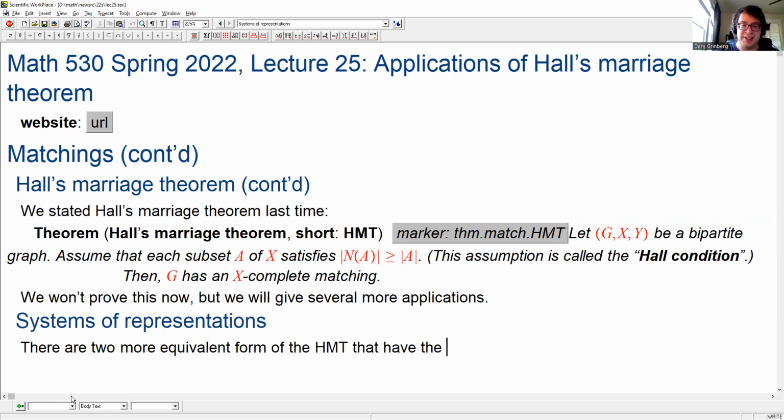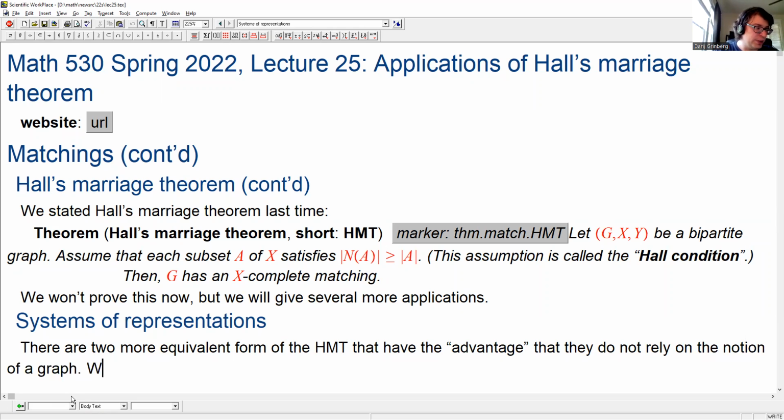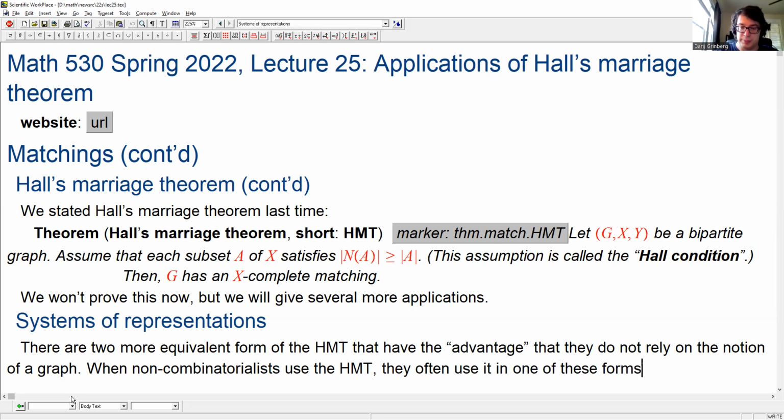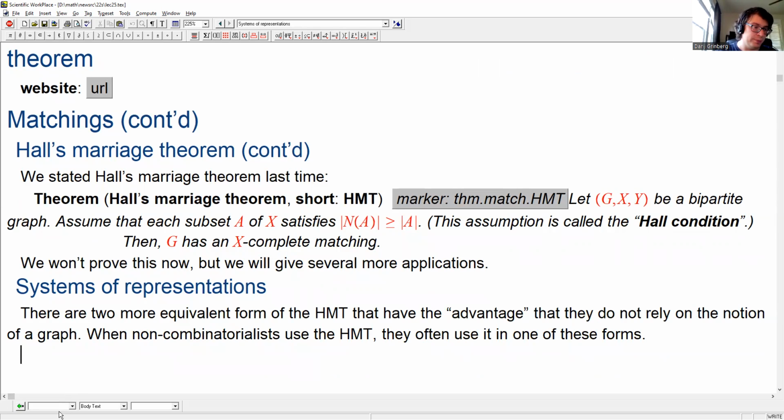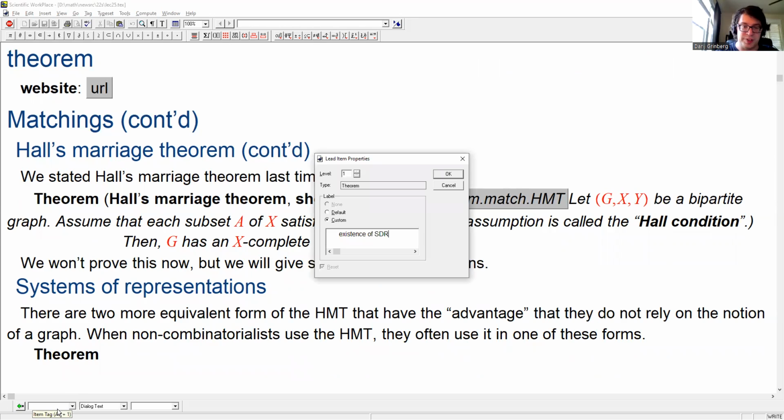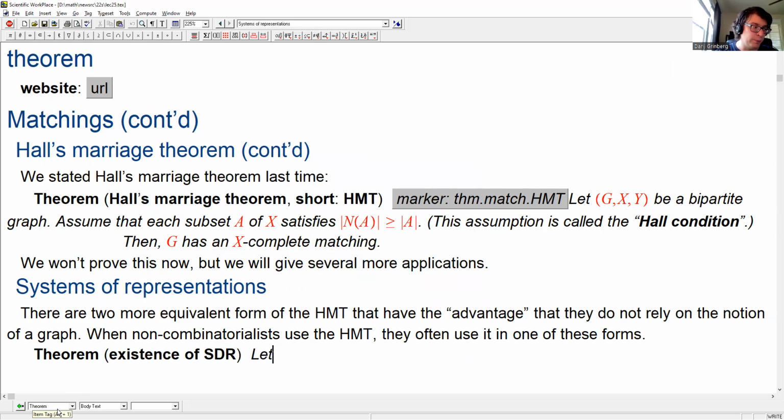And this form has an advantage. I'm not sure if it's an actual advantage, but it certainly makes it popular, that it never mentions graphs. So when non-combinatorialists use the Hall marriage theorem, they often use it in one of these two forms. Here is the first one. This is known as the existence of systems of distinct representatives.